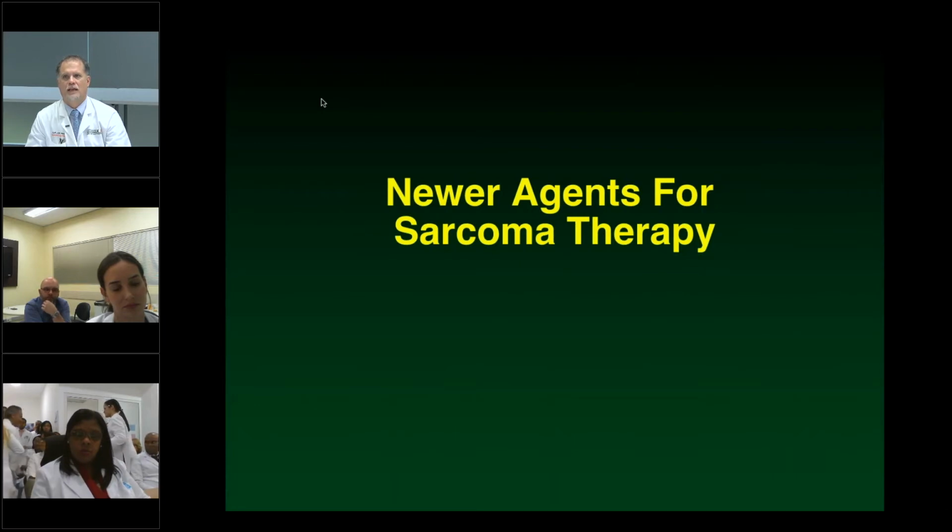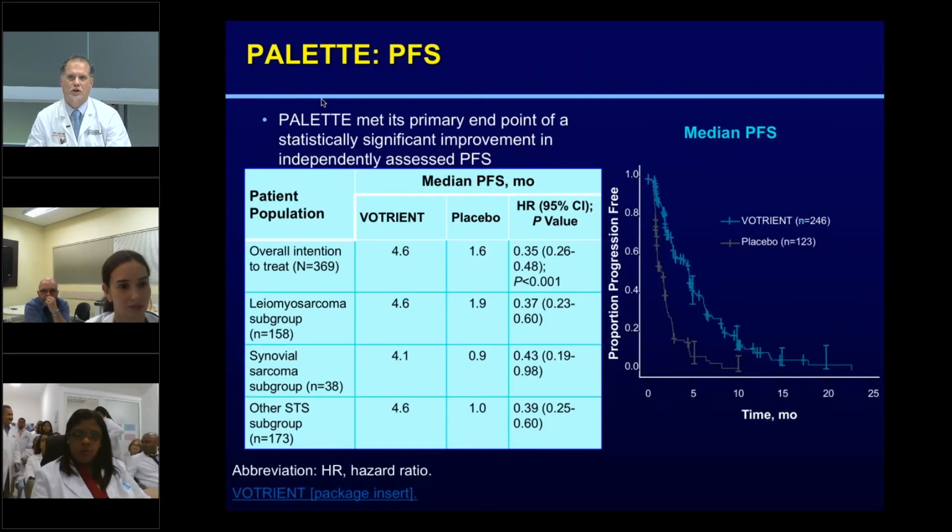There are some newer agents that have been recently approved for sarcoma. The Paulette study led to approval of pazopanib, or Votrient, with a 4.6-month median progression-free survival, which was superior to placebo, as you can see on this table, in a variety of different subgroups.